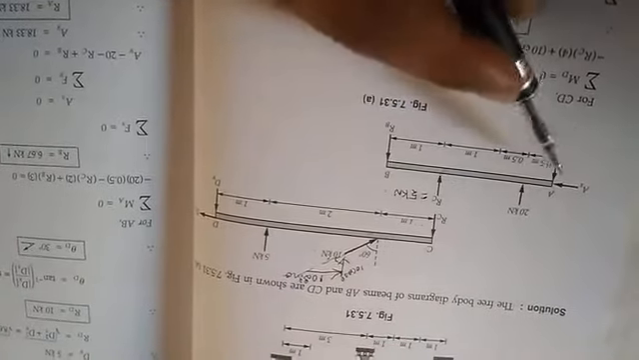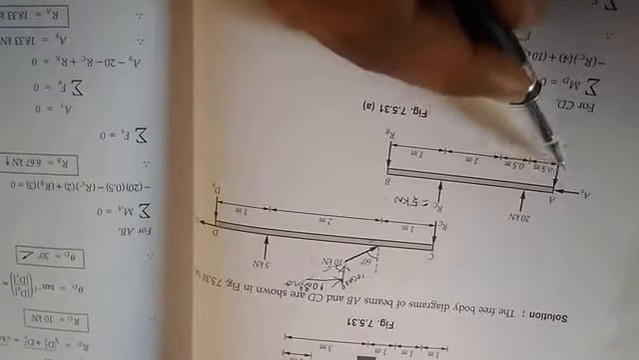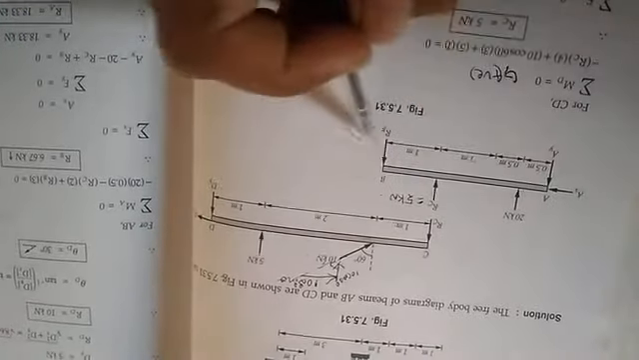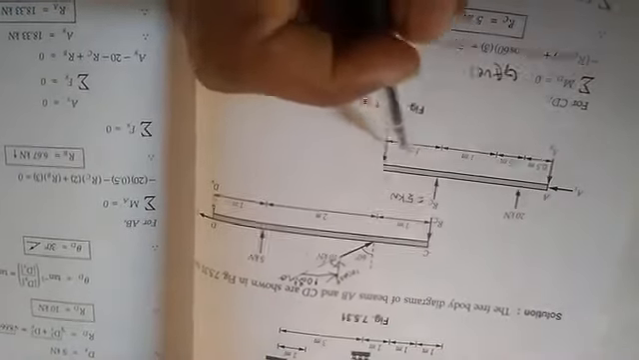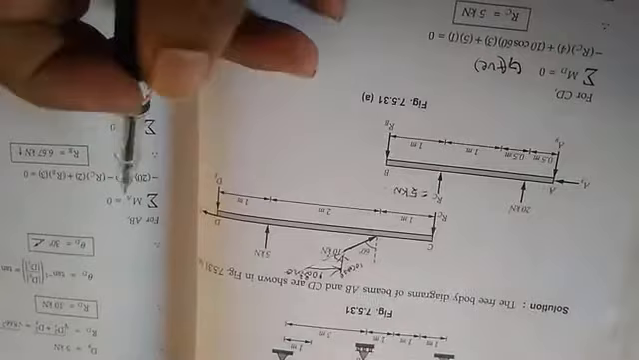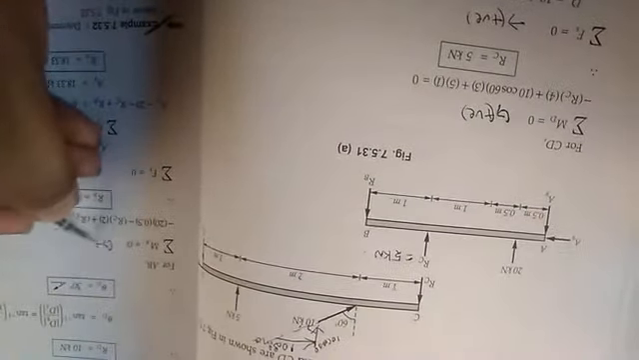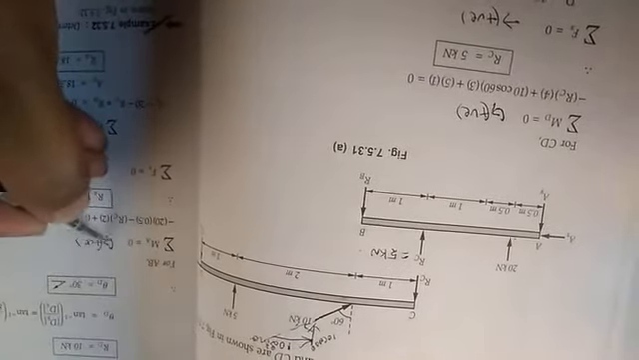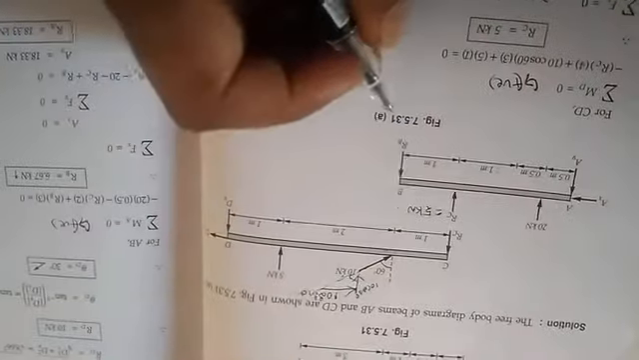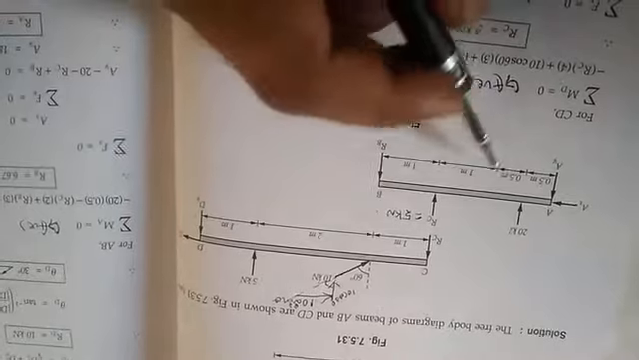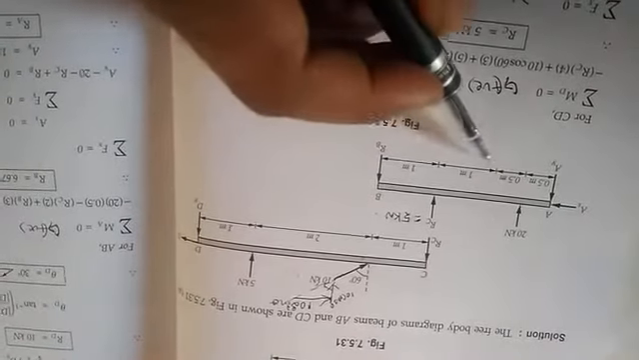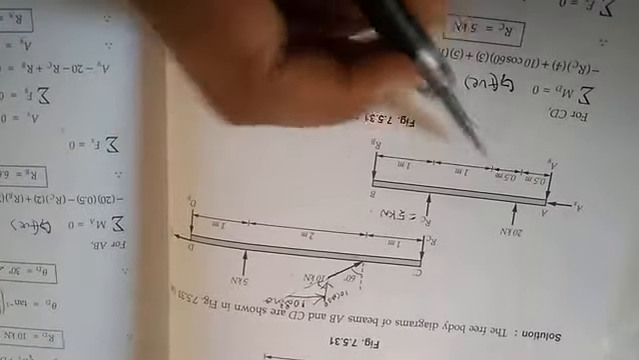So you make it very simple. Take the moment at A, so two forces will be nullified, and the only unknown force will be RB. So take moment at A is equal to 0. You take anti-clockwise direction as positive. Okay, anti-clockwise direction as positive.